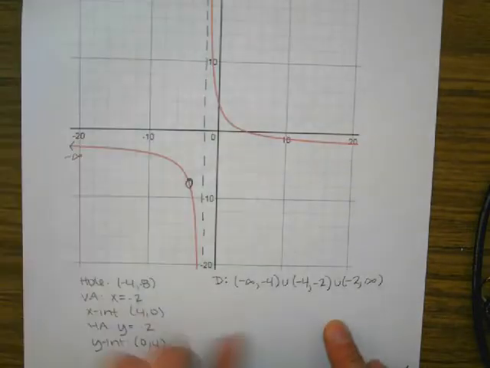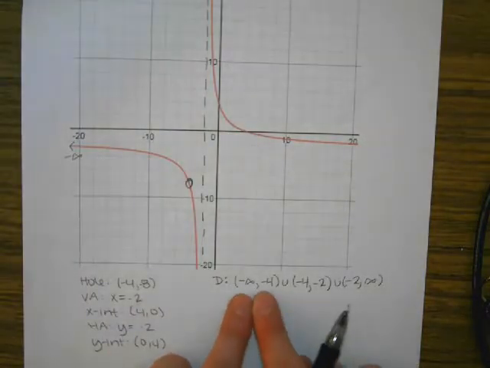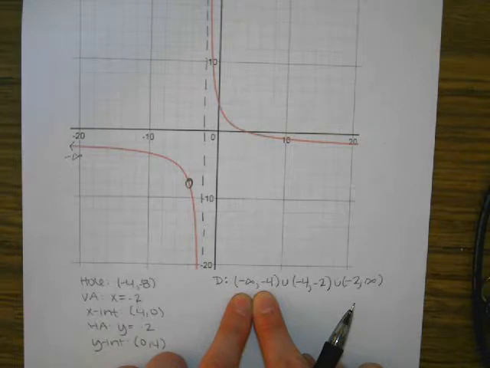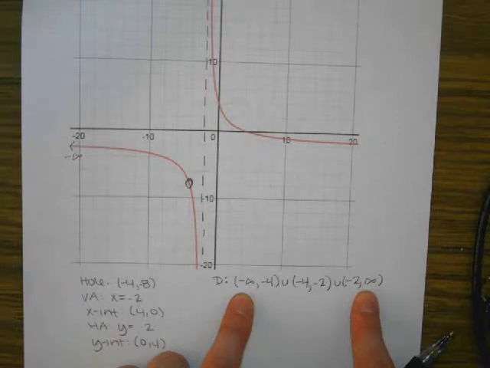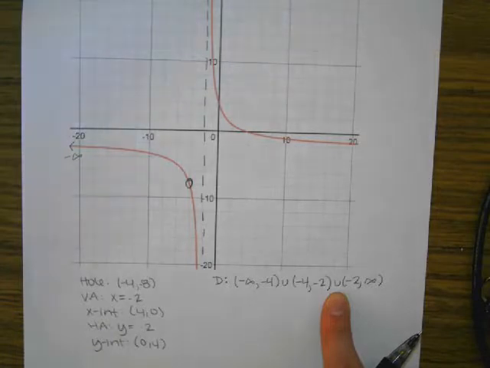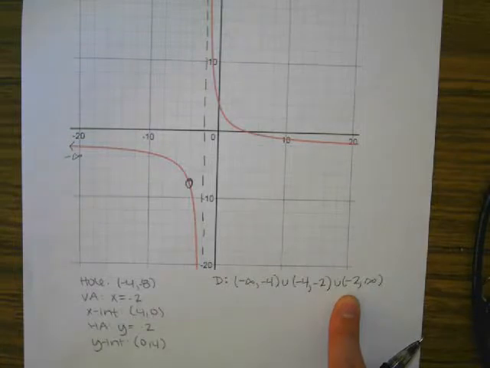So this notation here means I can have all the numbers that are smaller than -4, those work. I can have all the numbers that are between -4 and -2, and I can have all the numbers that are bigger than -2, but I have to skip -4 and I have to skip -2. Does that make sense for domain? We're skipping -4, we're skipping -2. So those are the numbers that show up.